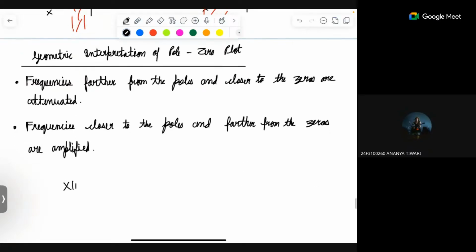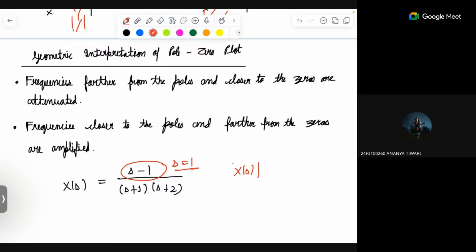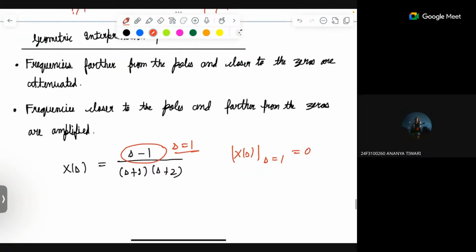So what I'm saying is, suppose this is my transfer function. What is a zero over here? S equal to 1 is a zero here, right? Yes, ma'am. So if I put s equal to 1, what will be the magnitude of X of s? It is 0. So we can say that a zero drives the amplitude towards 0.